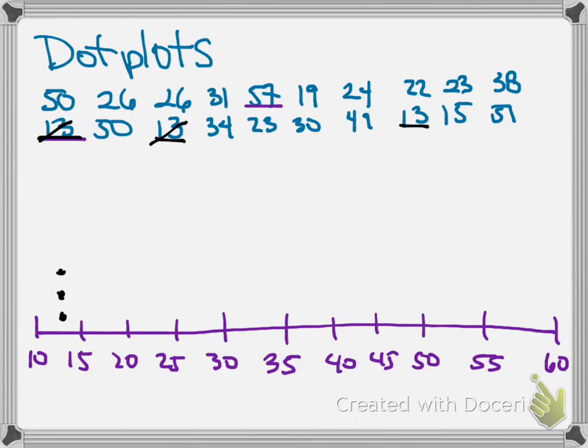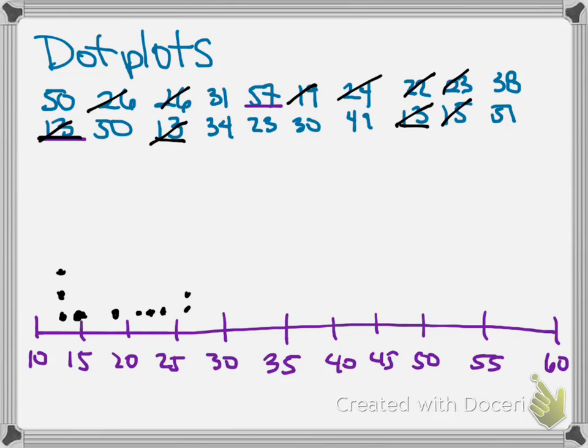So we've taken care of the 13s. Next one, we've got one data point at 15. Then we've got one data point at 19. Here we go. Let's see, what else do we have? We've got a 22. There we go. A 23. This thing really does not want to cooperate with me. There we go. And a 24. So 23, 24 is taken care of. We have 2 points at 26.